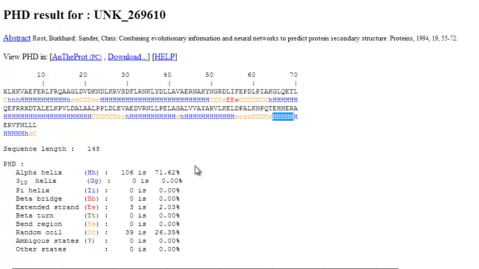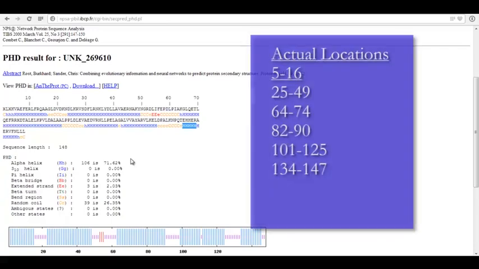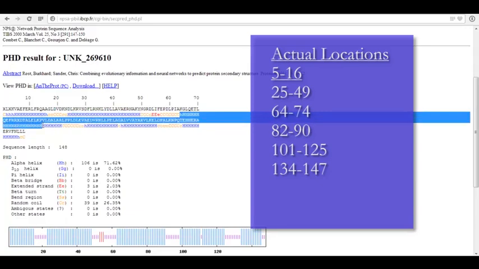Again, we know the structure of this particular protein, so we know exactly where the alpha helices are. The first alpha helix goes from position 5 to 16, so that goes from about here to here. It pretty much got that right. The second one goes from 25 to 49, and it really nailed that one. Third goes from 64 to 74. Looks like the prediction was a bit longer.